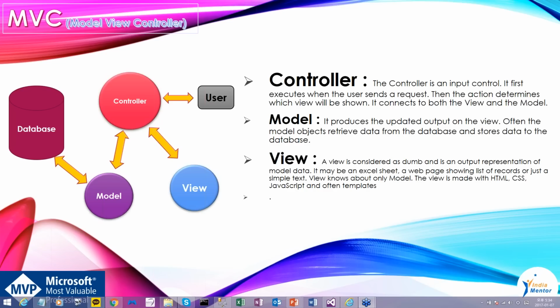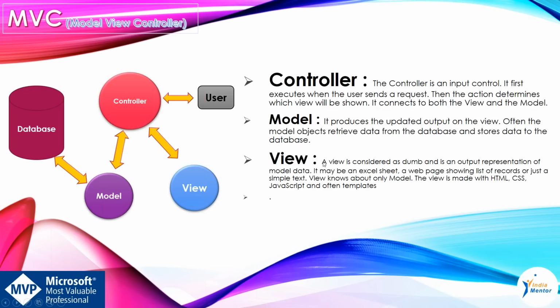MVC is short for Model View Controller. Whenever the user interacts, the controller will be executed first, and it will open our view to present our data. So the controller interacts with both the model and the view. The model is used to store data to the database and to retrieve data from the database to our view. In the view, finally, we will see our output results. So this is the pattern of Model View Controller.